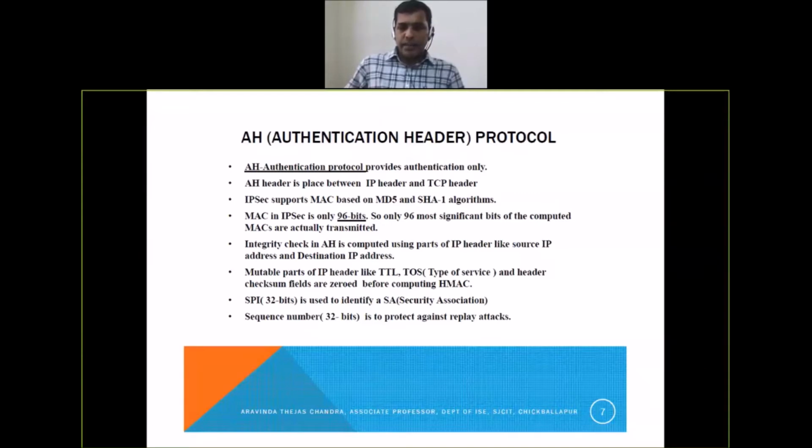See, IPsec is a very complex protocol. Full details are not studied in our curriculum. Only the main points are discussed very briefly.